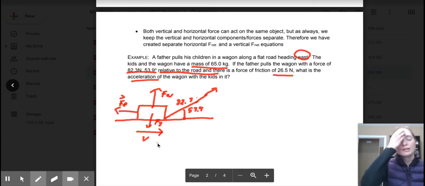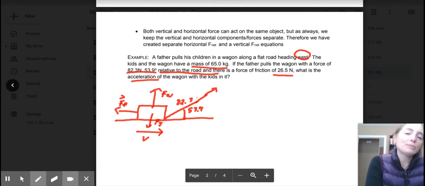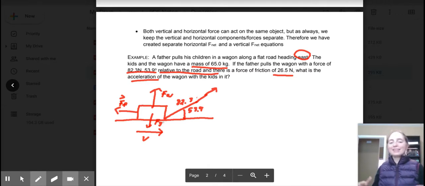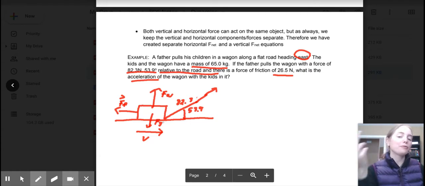There you go. So ladies and gentlemen, let's think about this for a moment. Notice how this 82 newtons here is not being applied just on the x anymore. That has an x and a y component. And because the kids on the wagon are not being accelerated up through the air or down through the ground, our acceleration is going to be on the x only. Now, the force that is on the y component of this force is not contributing to the acceleration.